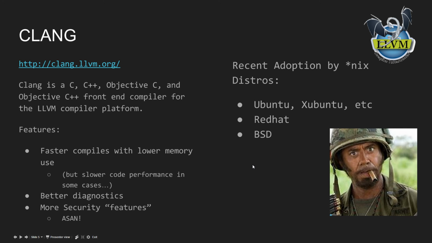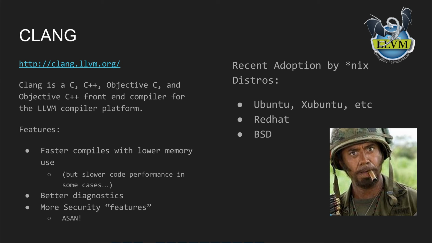So now to Clang. Clang is a C and C++ front-end compiler for the LLVM compiler platform. LLVM is commonly understood to be the compiler backend, doing all the intermediate language and compilation to the underlying assembly translation. And Clang, I also forgot to say, also handles Objective-C and Objective-C++.